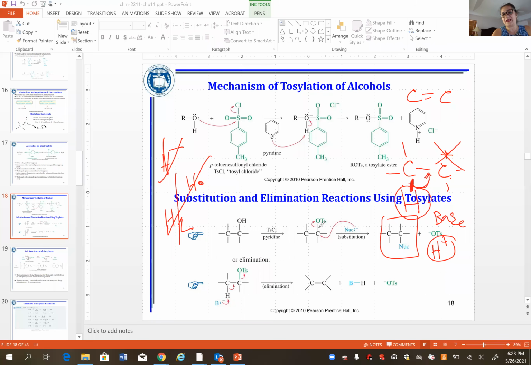So for a substitution reaction, you need a strong nucleophile. For an elimination reaction, you need a strong base. And both of them require a good leaving group. That's why you start with alcohol and tosylate it first. By tosylating the alcohol, you're changing alcohol to OTs, the tosylated alcohol. You have a better leaving group now, and it can be replaced by a nucleophile, or it can leave and initiate an elimination reaction, which produces the alkene as a product.